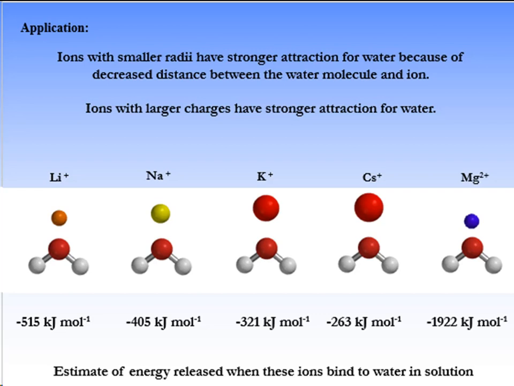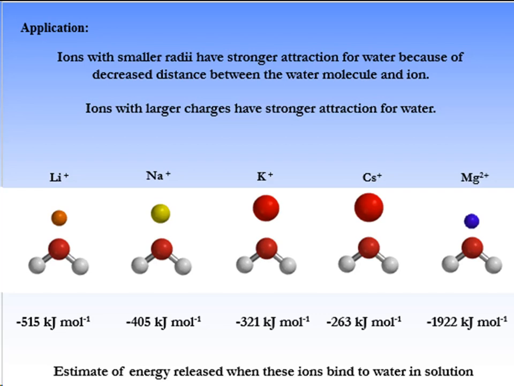Remember, with electric charge, just like with magnets, the closer you get them together, the stronger the attraction. And so because lithium is smaller than sodium, it can get closer to the water molecule than the sodium ion can. Lithium's going to release more energy and have a more negative hydration enthalpy than sodium.